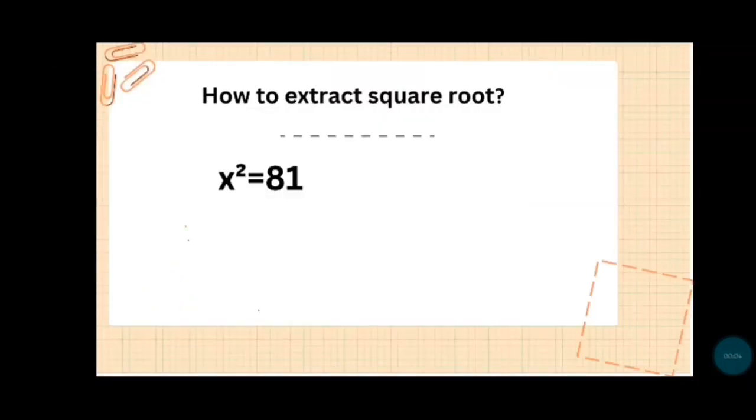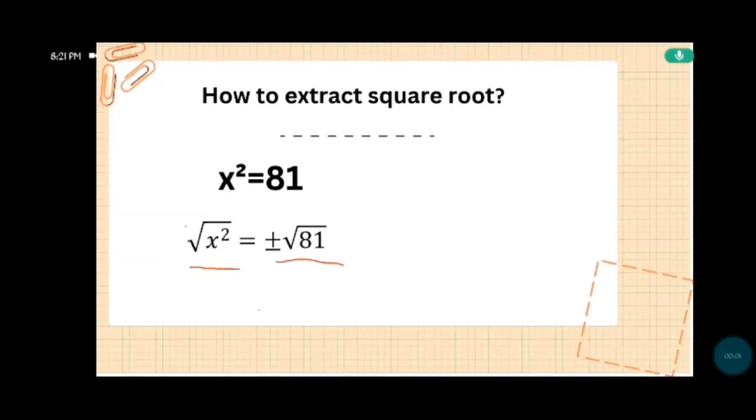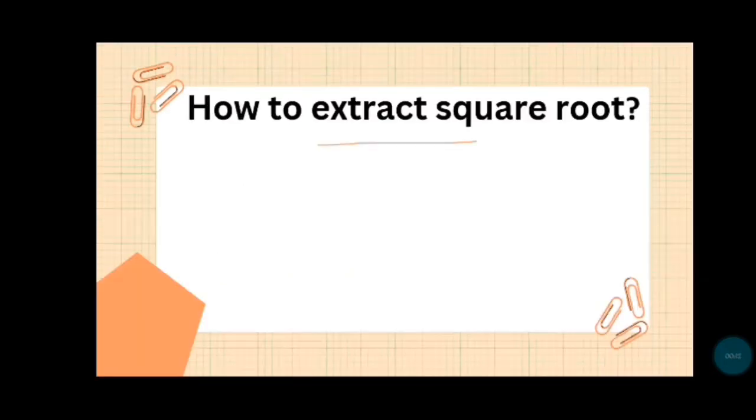So the given is x squared equals 81. And we all know that 81 is a perfect square. So madali na lang siyang isolve. First, we will get the square root of both sides, which is the square root of x squared equals positive or negative square root of 81. The square root of x squared is x, and the square root of 81 is 9. The final answer is x equals positive or negative 9.